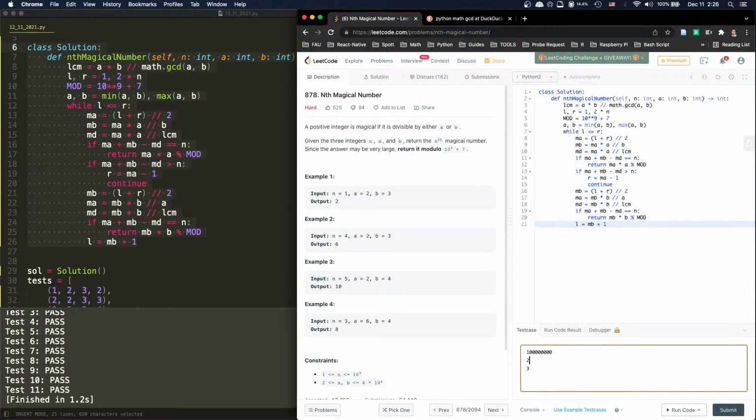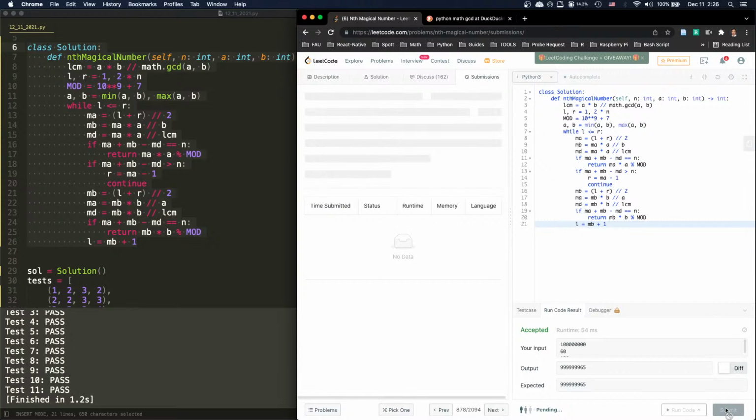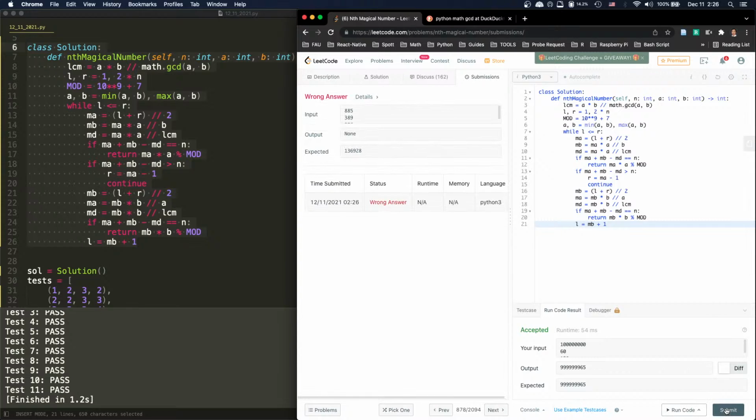All right, let's do 60 and 120. Oh, wow. I have confidence. Submit. Ugh. Holy shit. Wrong answer because I didn't return anything. They did not hit? What? Holy shit.